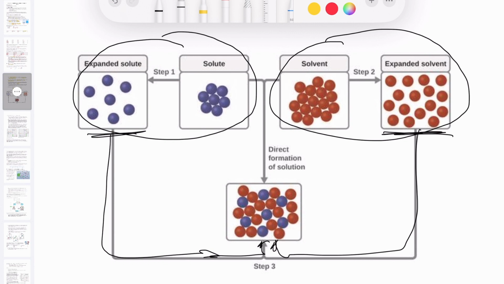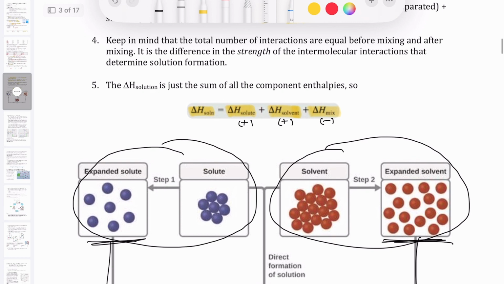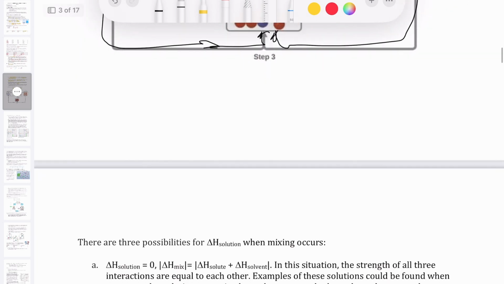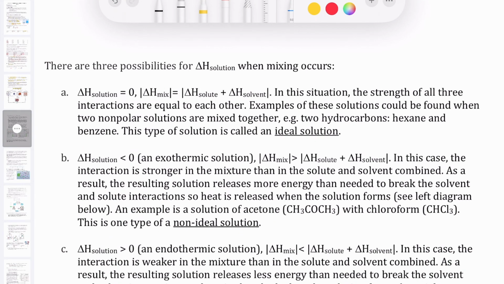And so if we want to analyze values of delta H of solution, there are 3 different components in that delta H of solution. Now, what are the possibilities for the value of delta H of solution? Well, one possibility is the delta H of solution is 0, or a number that is pretty close to 0.